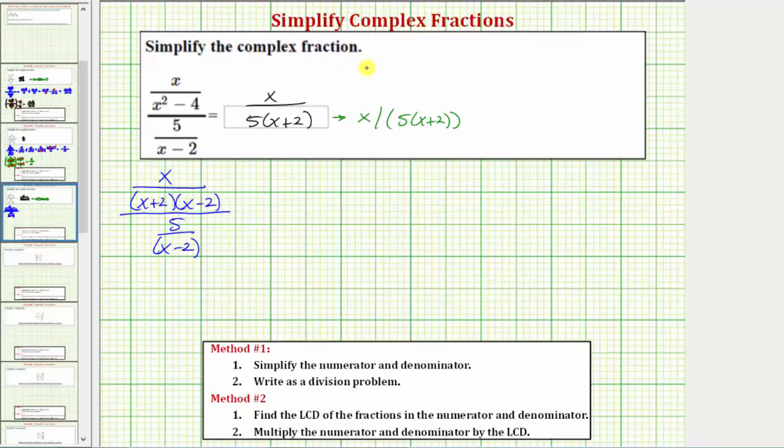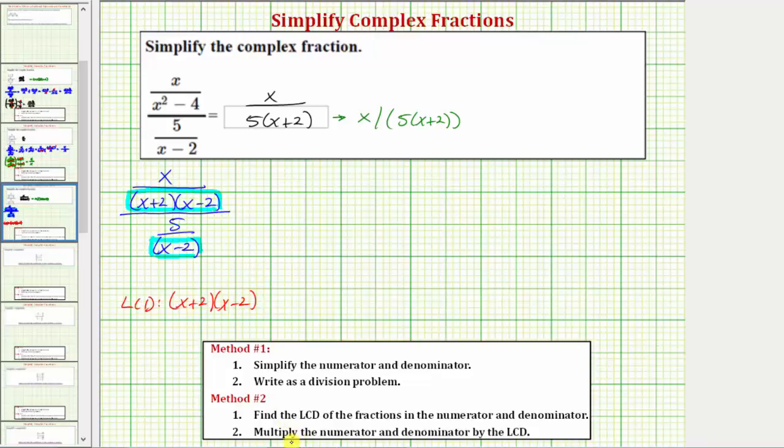So beginning with the original complex fraction with this denominator in factored form, step 1 is to find the least common denominator of the fractions in the numerator and denominator. So notice how on top we have a denominator of the quantity x plus 2 times the quantity x minus 2. On the bottom we have a denominator of the quantity x minus 2. So the least common denominator would have to contain a factor of x plus 2 and a factor of x minus 2. So now we know the LCD is the quantity x plus 2 times the quantity x minus 2.